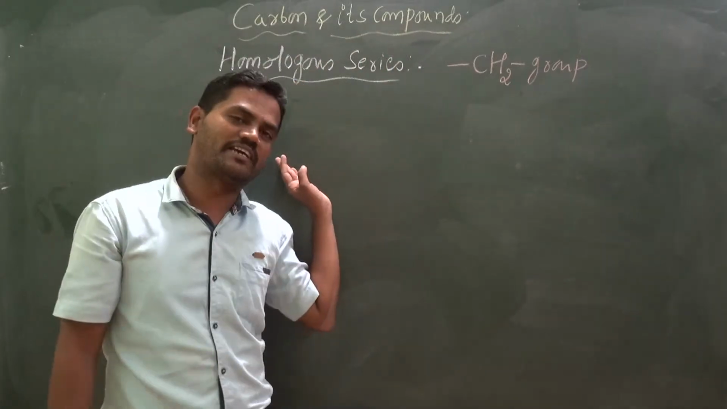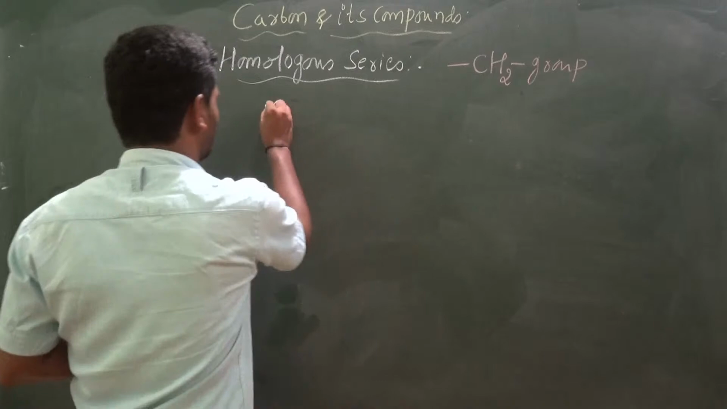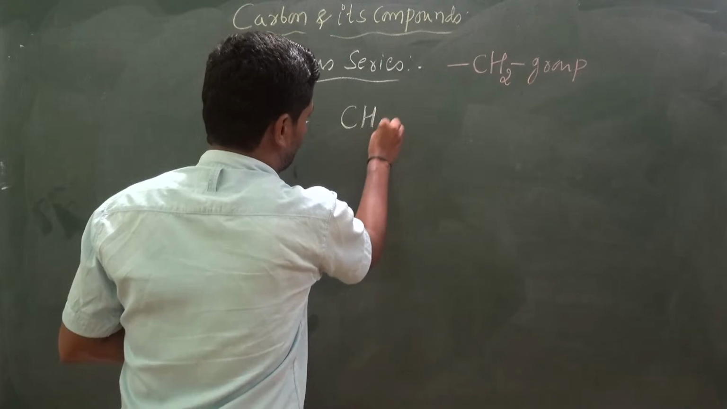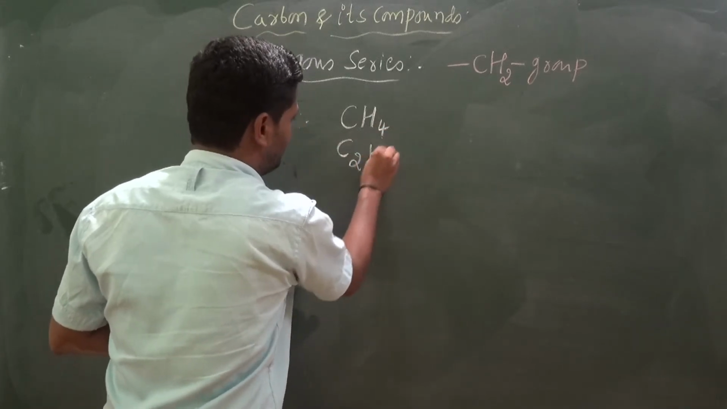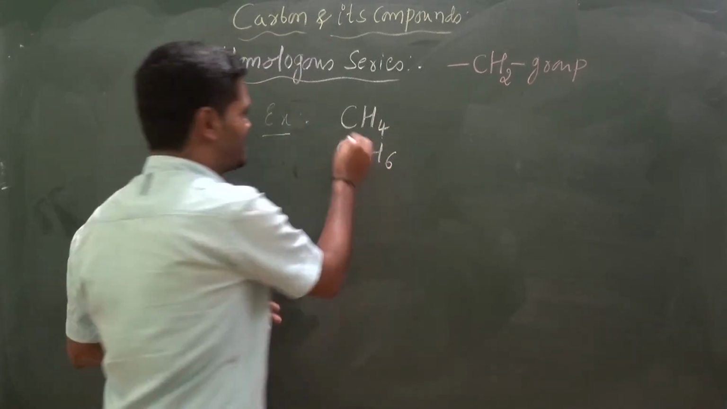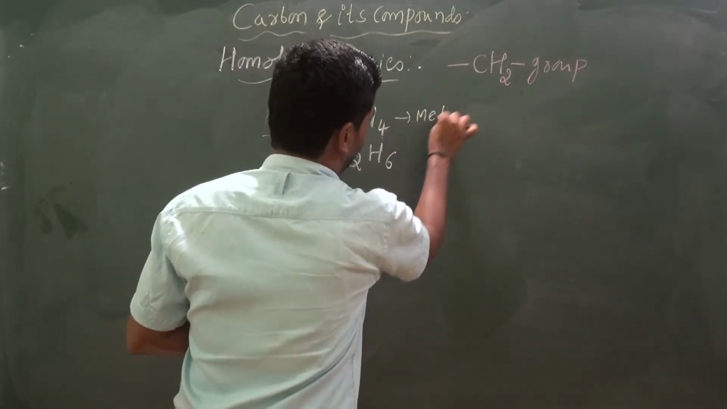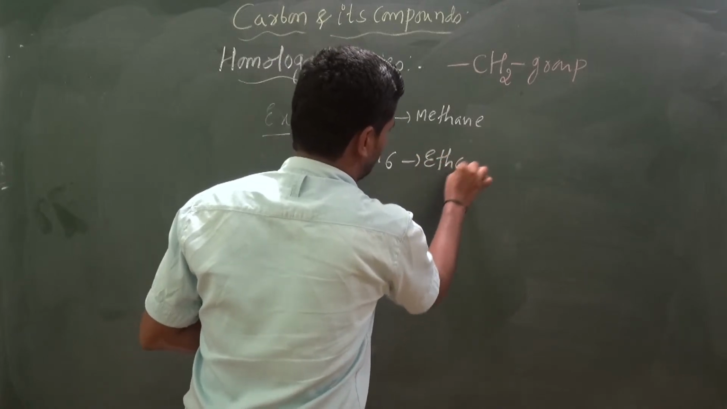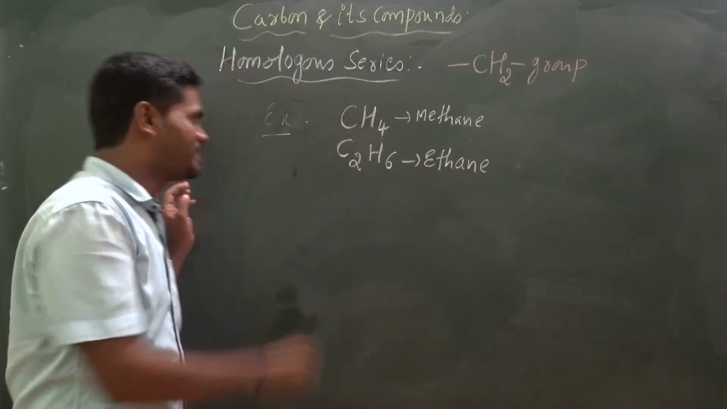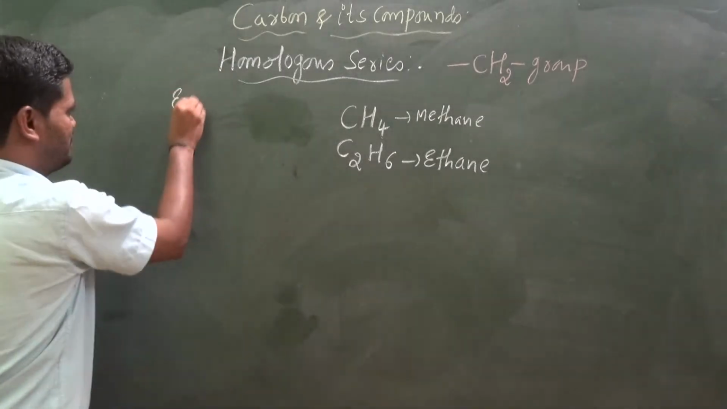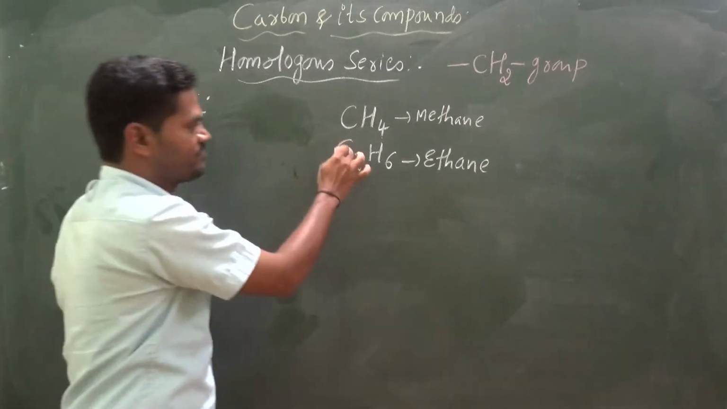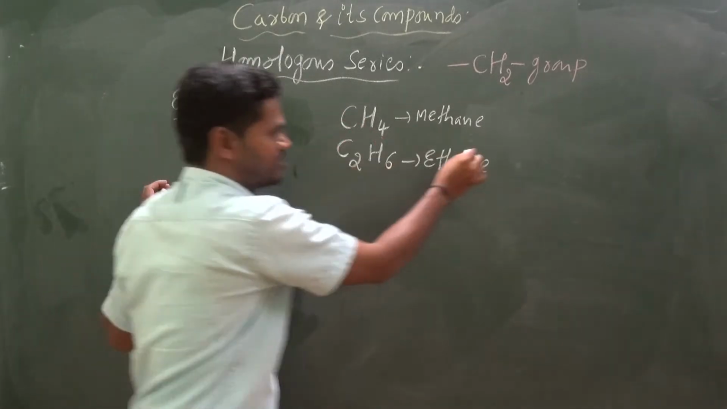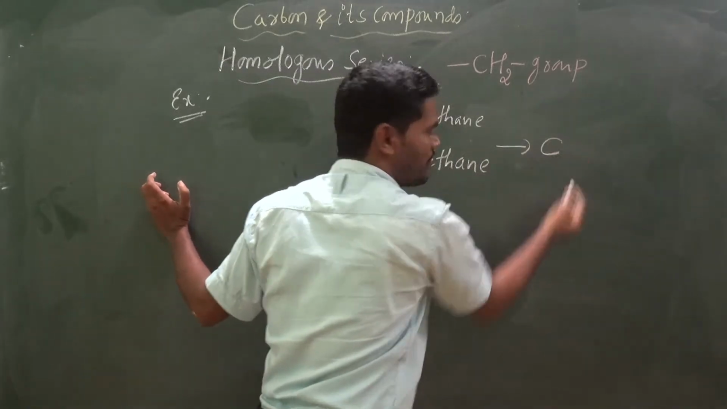So I'll give you an example, and definitely you will understand it. Example one is methane, and the next one is ethane. You already know that the methane formula is CH4 and the ethane formula is C2H6. Just compare these two. Here two carbons are there, here only one carbon is there, so these two differ by one carbon, yes or no?